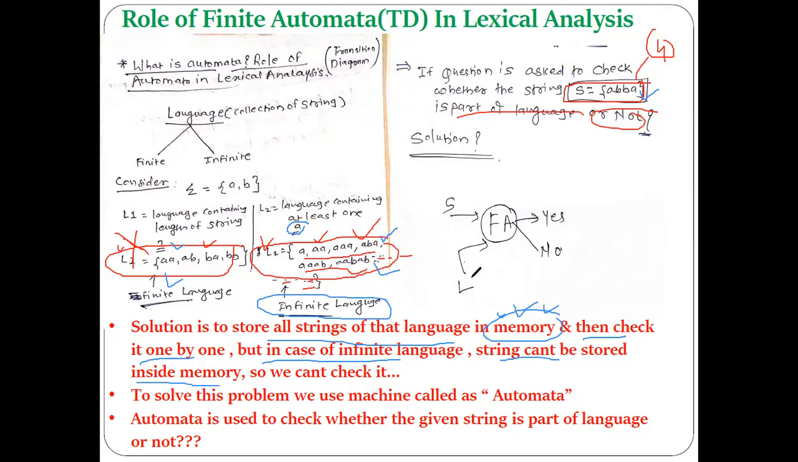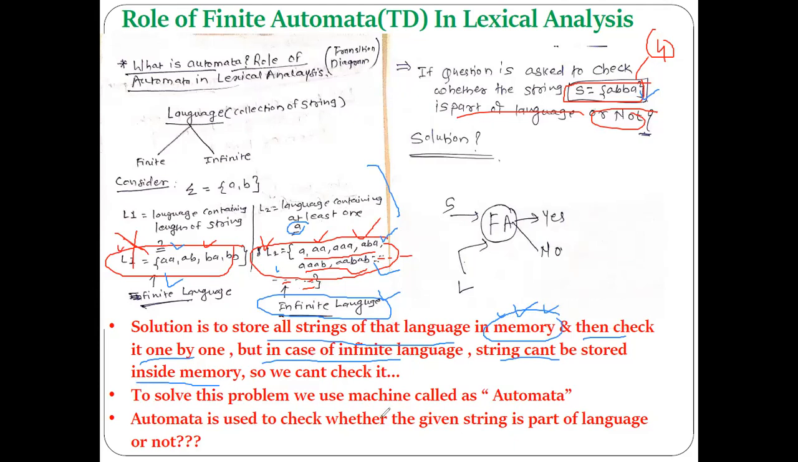What I am telling you is that in the case of the infinite language, all the possible combinations of strings with at least one A cannot be stored in the memory. Here, I'm just giving you an example. So how can we get the solution, as you cannot store all the possible combinations of infinite languages in the memory? How can you check whether this string S equal to ABBA is part of this language L2 or not?